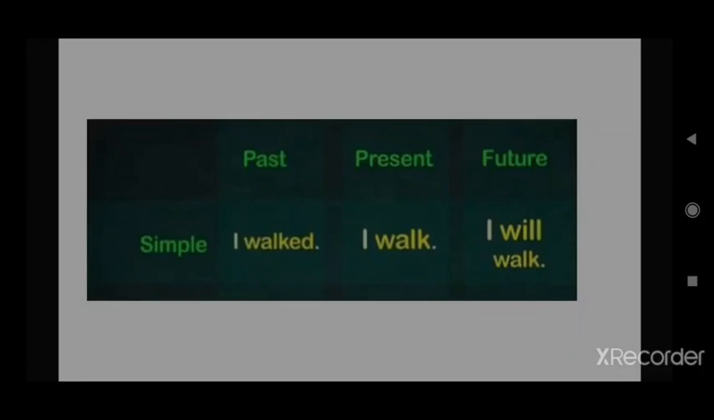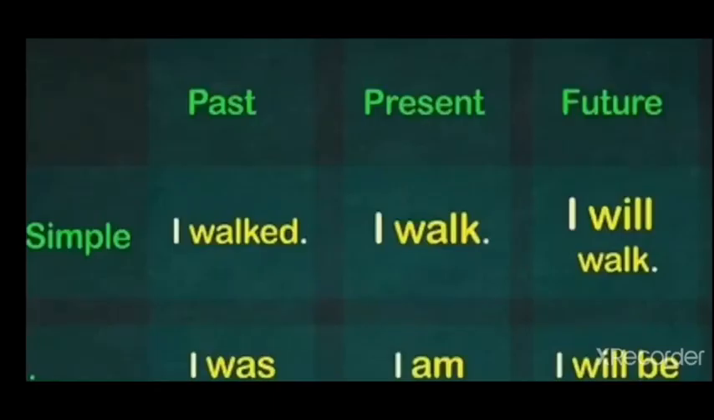I will walk. So, I walked, நான் நடந்தேன். I walk, நான் நடக்கிறேன். I will walk, நான் நடப்பேன். Students, like that. I played, I play, I will play. I played, that means that action completed. It happened already. நான் விளையாடினேன். Present, simple present. I play, நான் விளையாடுகிறேன். Future, I will play, நான் விளையாடுவேன்.